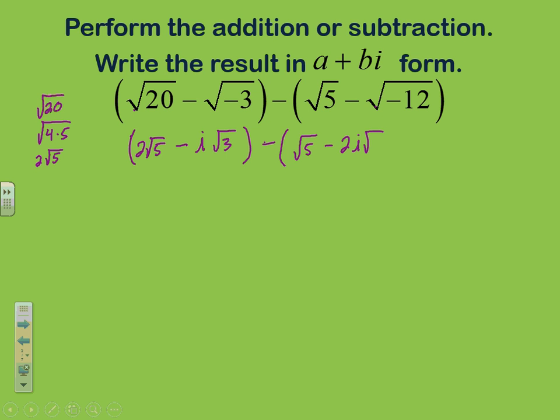2i radical 3. Because just in case everybody needs to see it, for this particular example, the square root of negative 12 is 4 times 3 times negative 1. The 4 produces the whole number 2, the negative 1 gives you the i, and the radical 3 doesn't simplify, so it stays that way. So we've simplified what we can inside of the parentheses.